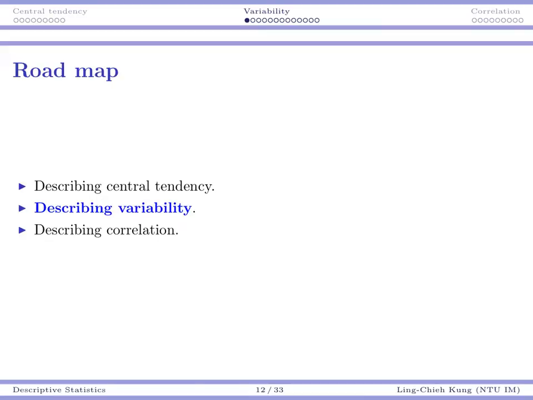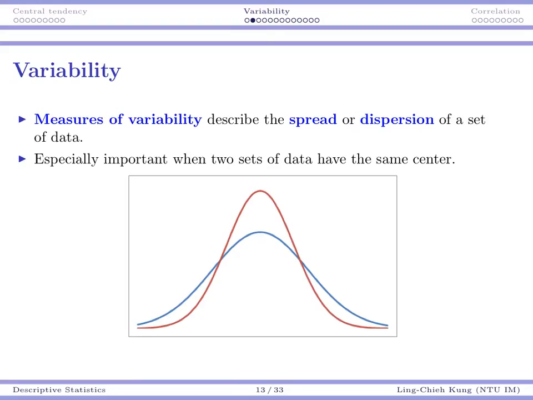Hi everyone, let's continue. In this video and the next two videos, we will talk about how we may use some numbers to describe variability. Okay, let's start. Measures of variability allow us to describe the spread or dispersion of a set of data. Basically, that's a measurement of how dispersed a set of data is.